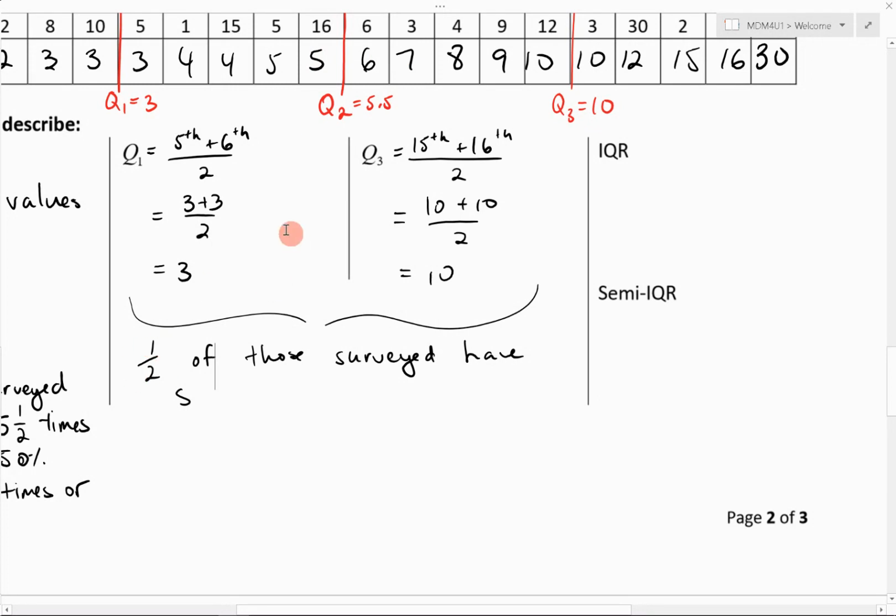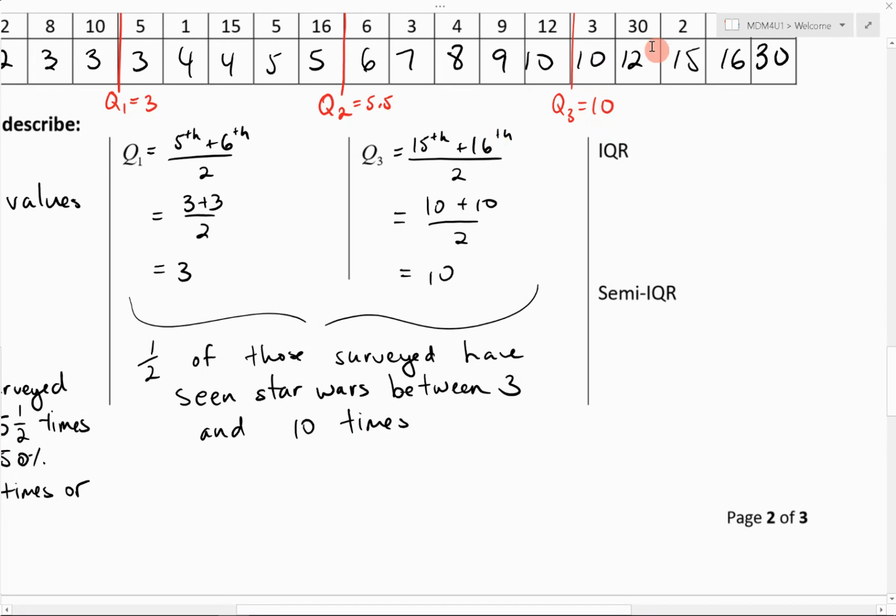So half of those surveyed have seen Star Wars between 3 and 10 times. 3 and 10 come from the fact that the lower end of my first quartile and the upper end of my interquartile range are 3 and 10.